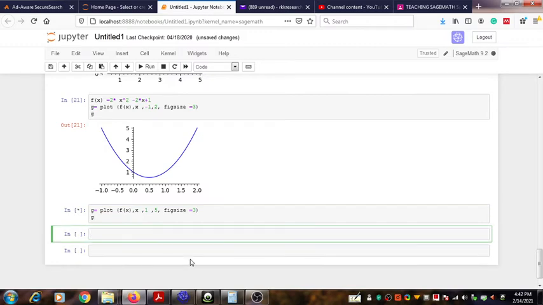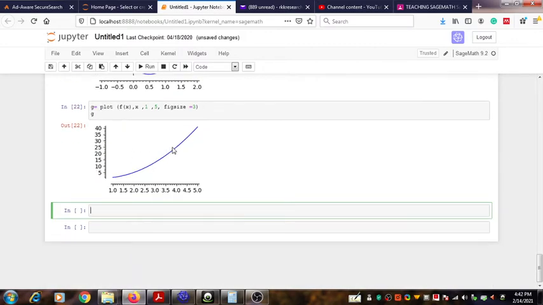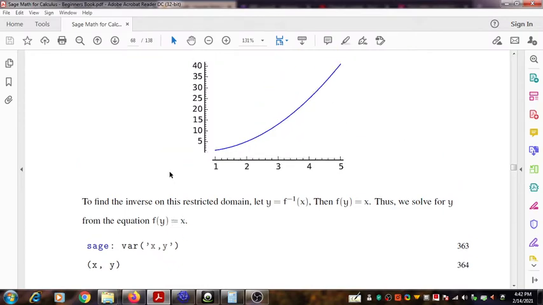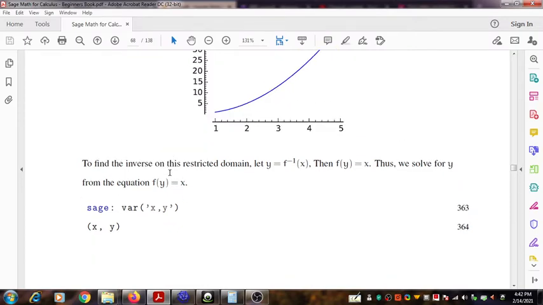When you take the output, you can see the plot of the new restricted function. Okay, then we are now ready to define the inverse of the function. After restricting the domain of the function, we define y equal to f inverse of x.